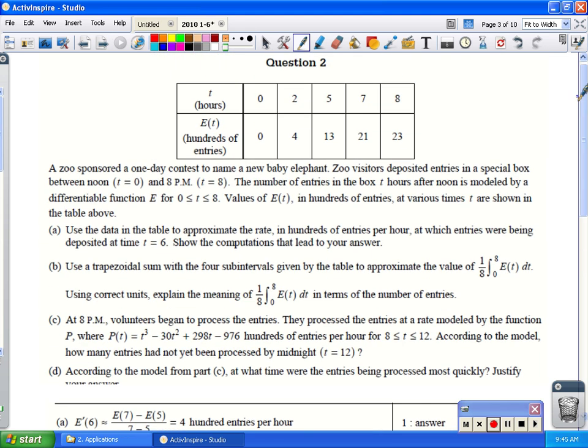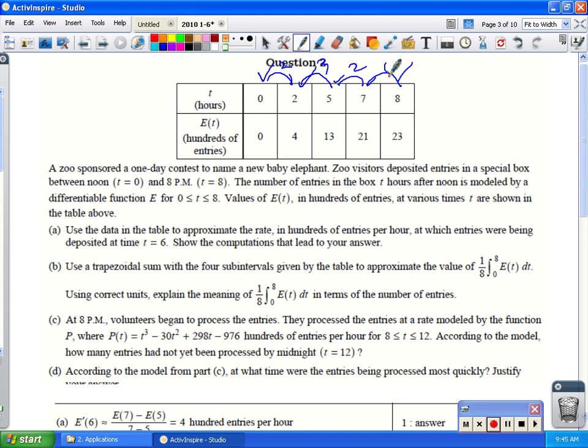This is another classic problem. Remember, we just did the concert. Now we have people at the zoo, and they're sponsoring a one-day contest. Time t equals 0 is noon, so this would be 12 o'clock, this would be 2 o'clock, 5 o'clock, 7 o'clock, 8 o'clock. Notice right up front that these intervals are not the same. This is an interval of 2. This is an interval of 3. This is an interval of 2. This is an interval of 1.